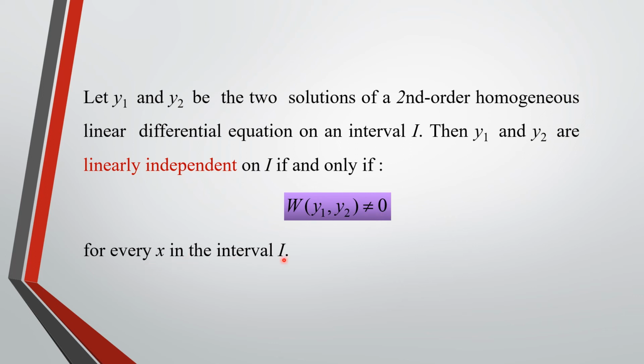So in other words, if you want to test whether y1 and y2 are linearly independent or not, you just have to calculate the Wronskian of y1, y2 and check whether the result is 0 or not. If the result is not 0, then you conclude that the two solutions are linearly independent.